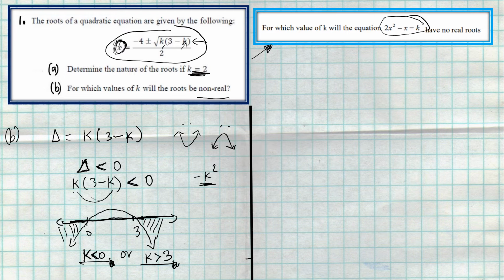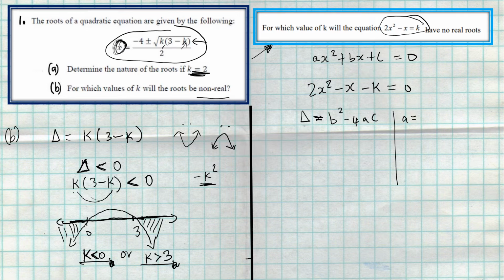So what we have to do first, before using the nature of the roots, is make sure that your equation is in the form ax squared plus bx plus c being equated to 0. So in other words, I'm just going to take my k to the other side to be minus k equals 0. Then it's perfect. Now I can determine the values of k for which the equation will have no real roots. So I must calculate delta, because delta is the one that really tells us about the nature of the roots. Delta equals b squared minus 4ac.